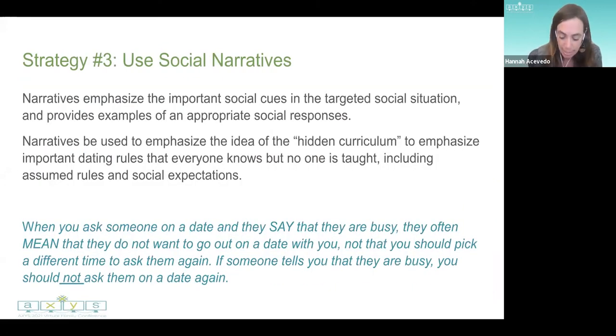The last thing is just the idea of using narratives to help highlight social cues or what is expected, or to make the hidden curriculum more explicit. So an example of one is explaining when you ask someone on a date and they say that they're busy, they often mean that they do not want to go out on a date with you. Not that you should pick a different time to ask them again. If someone tells you that they are busy, you should not ask them on a date again. So it's just taking an abstract concept that the individual actually just might not know and teaching it to them really explicitly.